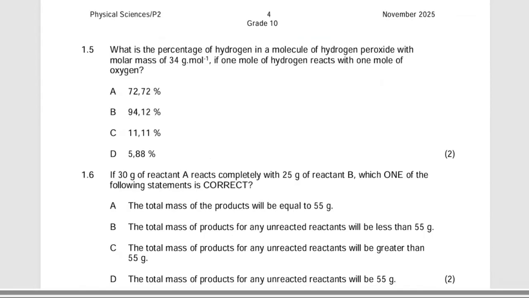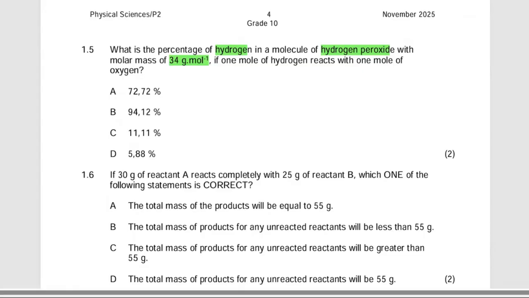So we're looking for the percentage of hydrogen in a molecule of hydrogen peroxide with a molar mass of 34 grams per mole if 1 mole of the hydrogen reacts with 1 mole of oxygen, right? So now we are going to have this one there. So for 1.5, we're supposed to calculate the percentage composition of this one. So what are we given?